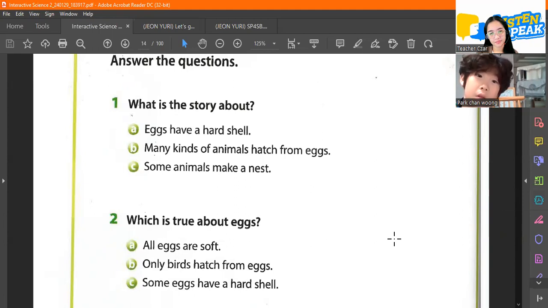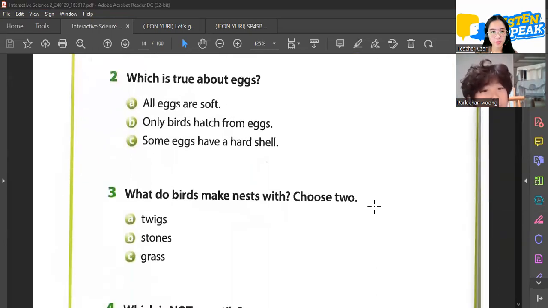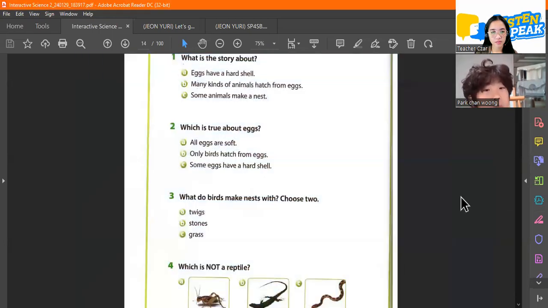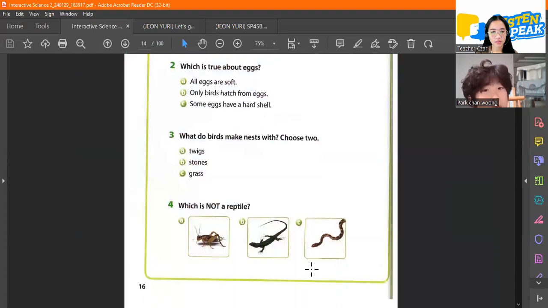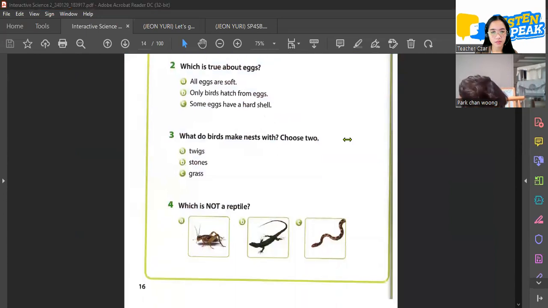The story is about many kinds of animals hatching from eggs. Okay, good. Now, how about number two? Which is true about eggs?